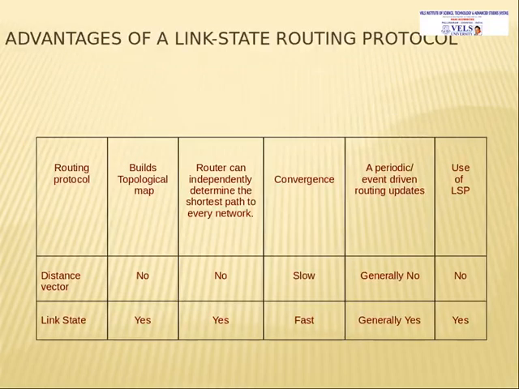So this is the advantage of the link state routing protocol, and also the comparison between distance vector and link state. The first one is the topological map, which is not present in distance vector. Then, a router can independently determine the shortest path to every network in link state, but not in distance vector. Next is convergence, which is very slow in distance vector but fast in link state. And next, periodic versus event-driven routing updates: in link state, updates are event driven. And then the use of LSP: the LSP is constructed and used only in a link state routing protocol.